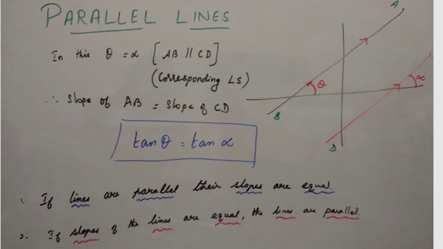Conversely, if the slopes of two lines are equal, then the lines are parallel to each other. Again, I will repeat. If two lines are parallel, their slopes are equal. Same way, if the slopes of two lines are equal, then the lines are parallel to each other.